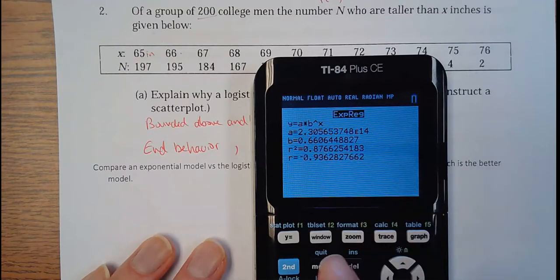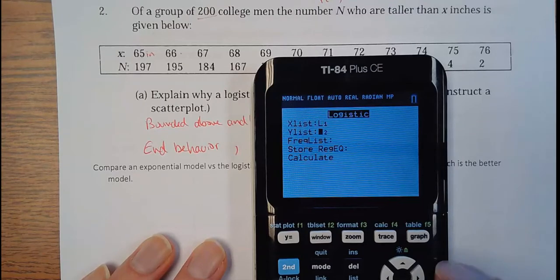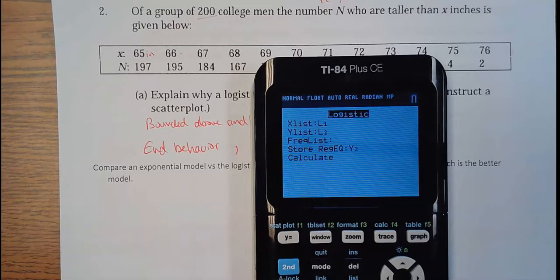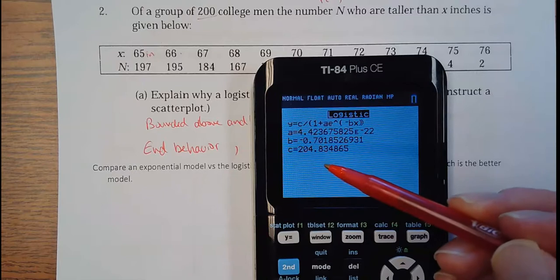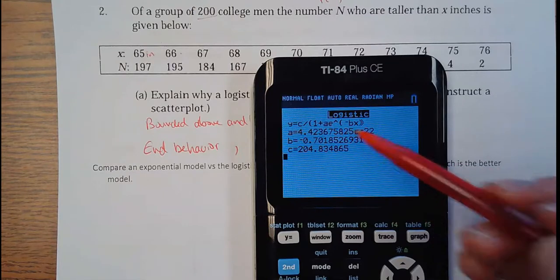But then I'm going to do the same thing with logistic. There's logistic. Hit enter. Do the same thing, L1, L2. Now here I'm going to store this equation in Y2, so I have both equations at once. Calculate. Logistic regression takes a lot longer on the calculator, and it doesn't give you an R. It's very difficult to calculate R, and it's not going to be very helpful to calculate R with a logistic.